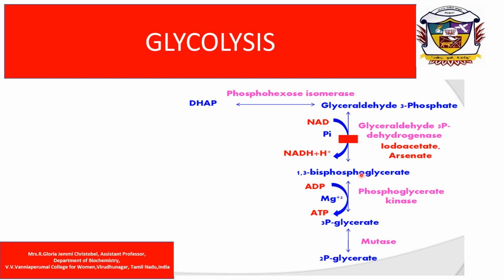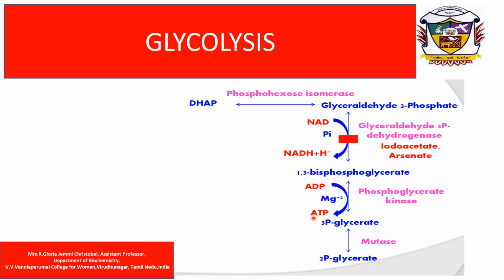Glyceraldehyde 3-phosphate is now converted into 1,3-bisphosphoglycerate. Here the very important, crucial energy synthesis takes place, that is, NAD is converted into NADH. We can compare this NADH with an ATM card, because when we put this NADH into the mitochondria, we will be getting 3 ATPs. So it is very costly. NADH is very costly.